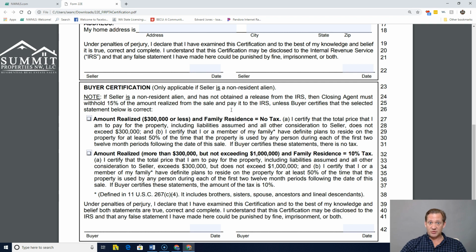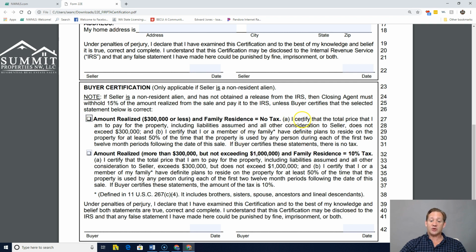So they're going to take 15% of the gross proceeds, or is it the net, the amount realized from the sale. So that's basically gross, and pay it to the IRS unless buyer certifies that the selected statement below is correct. And check with escrow on whether it's gross or net. I can't remember. And you check this box if you are the buyer and the amount realized is $300,000 or less, and it's going to be a family residence for you as the buyer, equals no tax.